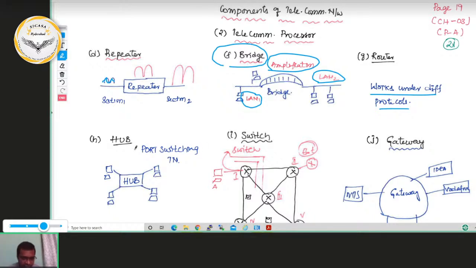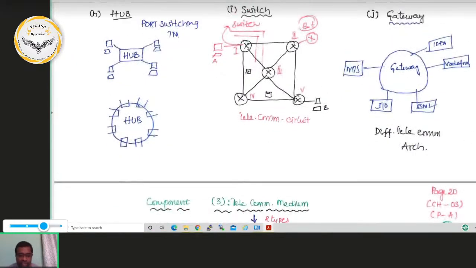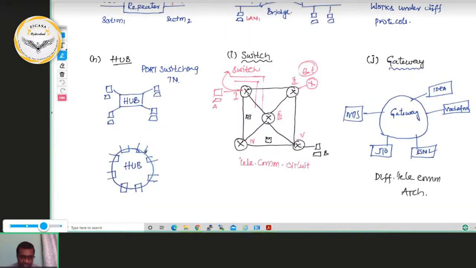Next, hub. Hub is nothing but a port switching telecommunication network, which we already studied in peer-to-peer networks. So what do you mean by hub? Hub is nothing but a port switching telecommunication network where you can connect multiple devices for the purpose of sharing the data. So these are the ports. What do you mean by port? A port is nothing but a place where you connect a computer to the network. So hub is nothing but a port switching telecommunication network where you can share the data.